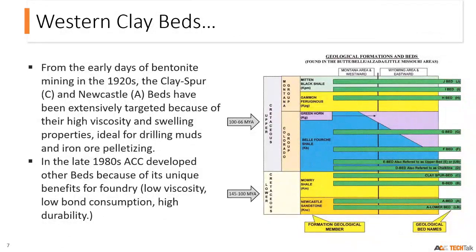Here is a clay bed map. It's a little busy on the right, but from the early days of bentonite mining in the 1920s, the Clay Spur, which is the C, and the Newcastle A beds have been extensively targeted because of their high viscosity and swelling properties, which is ideal for drilling muds and iron ore pelletizing. In the late 1980s, ACC developed other beds because of their unique benefits for foundry use, like low viscosity, low bond consumption, and high thermal durability.